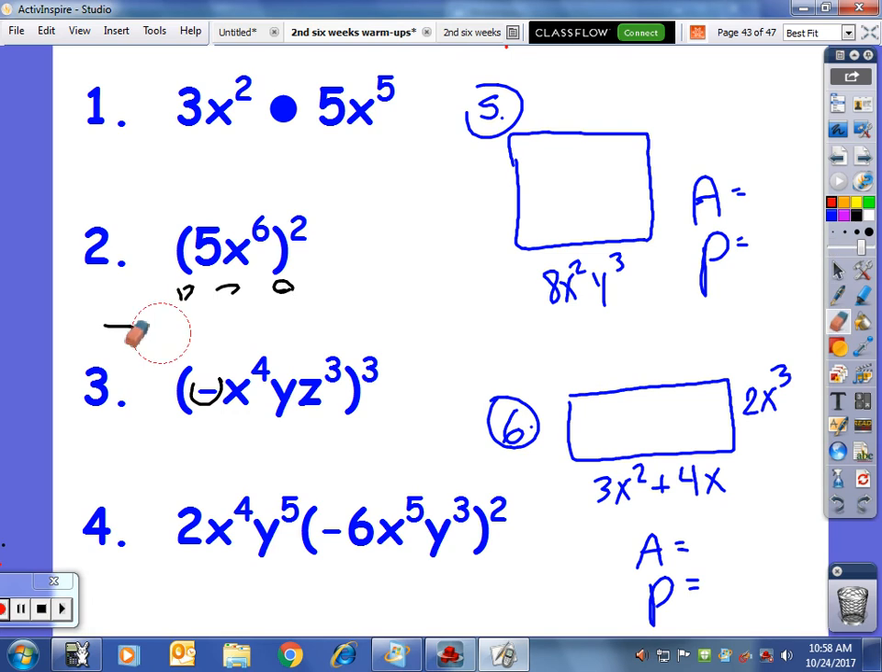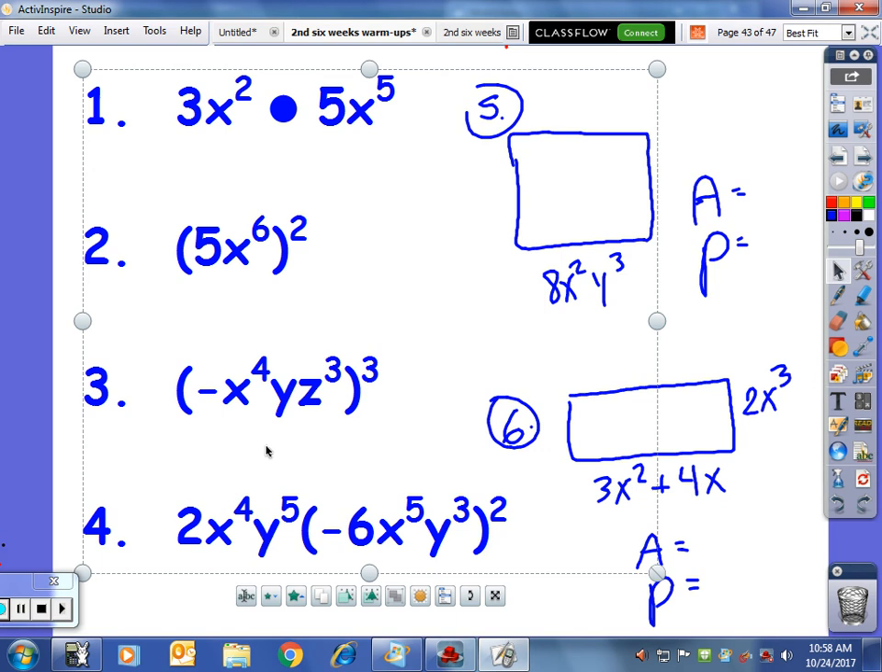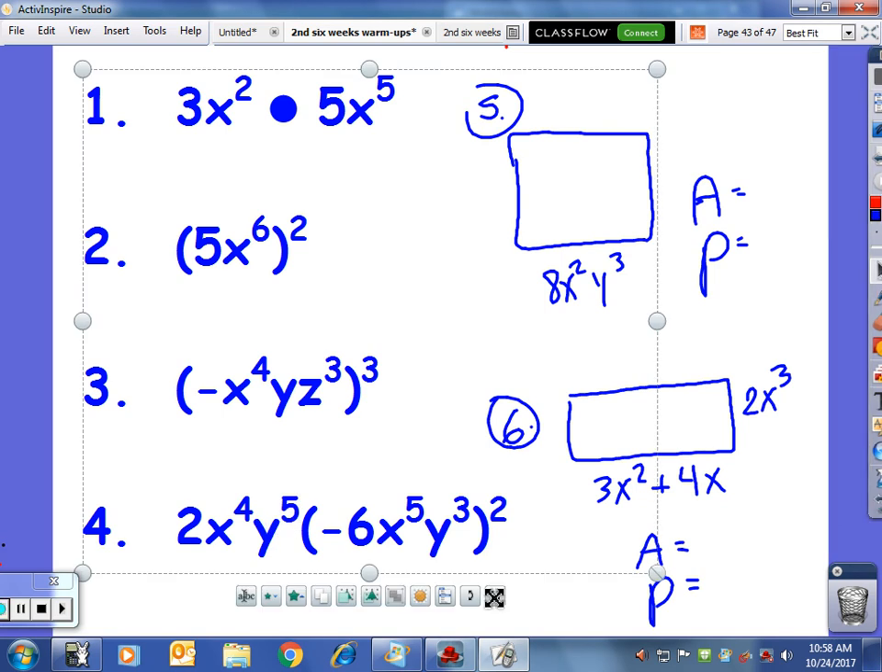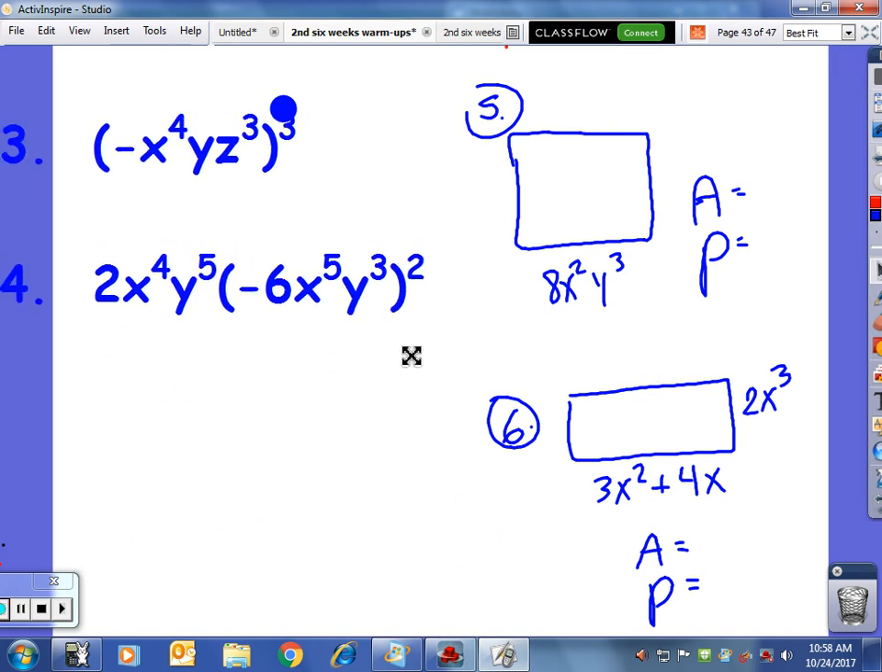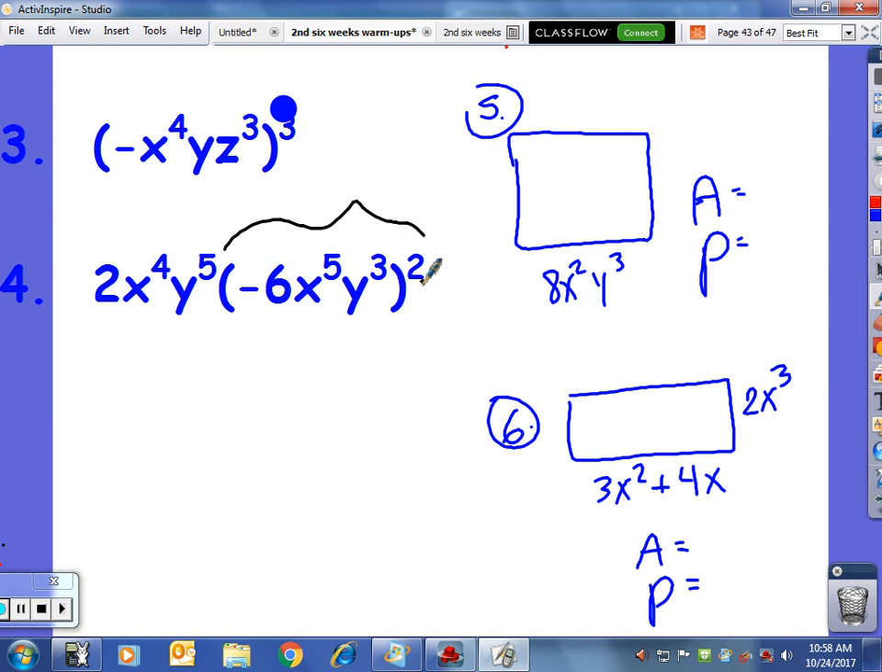Here's where I start to see some weird things happen. Number 4 is one where you're doing both rules in the same problem. This part has to be done first. Why? It's an exponent. You got to do exponents before you multiply. So the 2x4y5 just has to hang out for a minute.